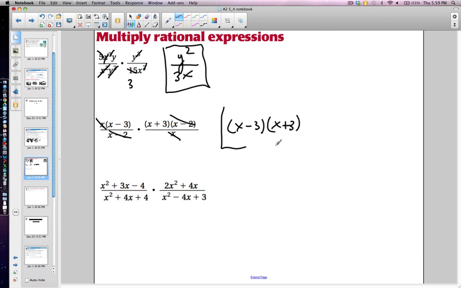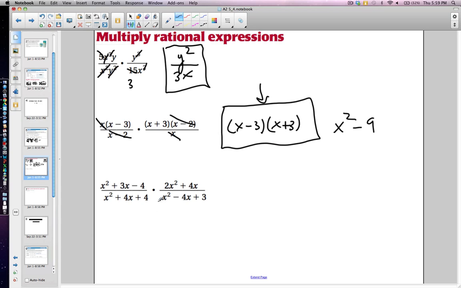This is the way I really want you to give me your answers, in factored form. But you can see this also will make the difference of 2 squares. This is x squared minus 9. Both of these are correct, but I prefer that you give your answer in factored form. It helps me to figure out what exactly you did.